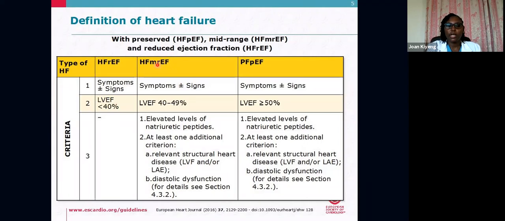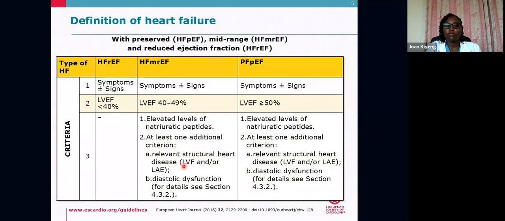So for the mid-range, this is between 40 and 49%. For these ones, you need symptoms plus or minus signs, and you need to demonstrate a left ventricular ejection fraction in this range. And they also have to have elevated natriuretic peptides, what you call the NT-proBNP or BNP. We'll see this later. And at least one other additional criterion, that there has to be relevant structural heart disease.